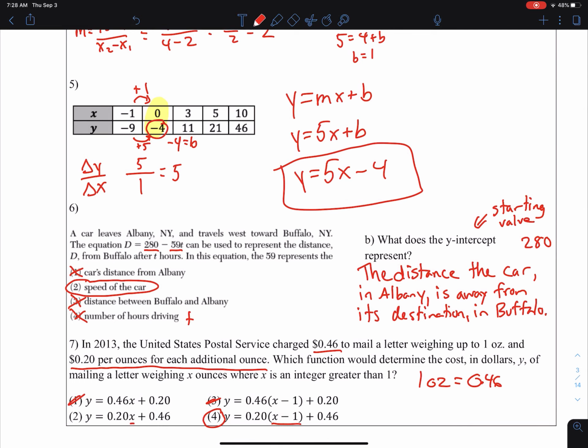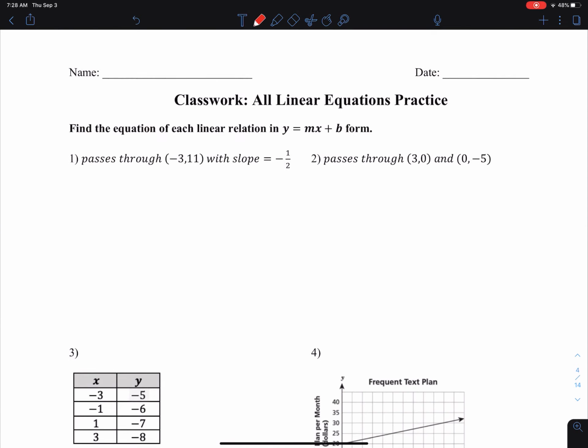So the rest is just practice, and this is homework where we don't finish.